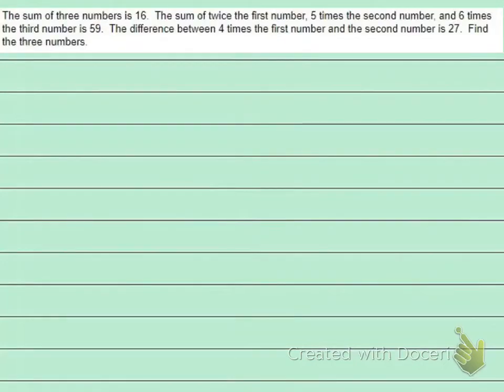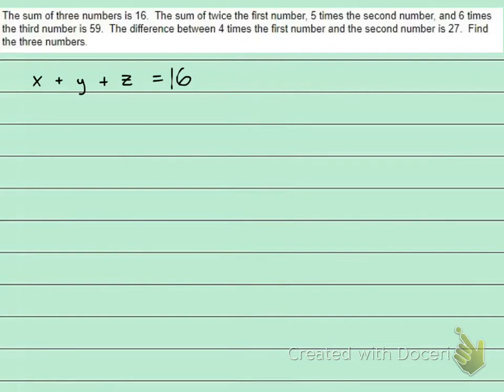All right, what we're going to have here is 3 equations with 3 unknowns. And then we're going to need to solve them. So first, the sum of 3 numbers is 16. Now, I don't know what these numbers are. I'm going to call them x, y, and z. So if I take x and y and z, and I take the sum of those 3 numbers, it will equal 16. That's my first equation.